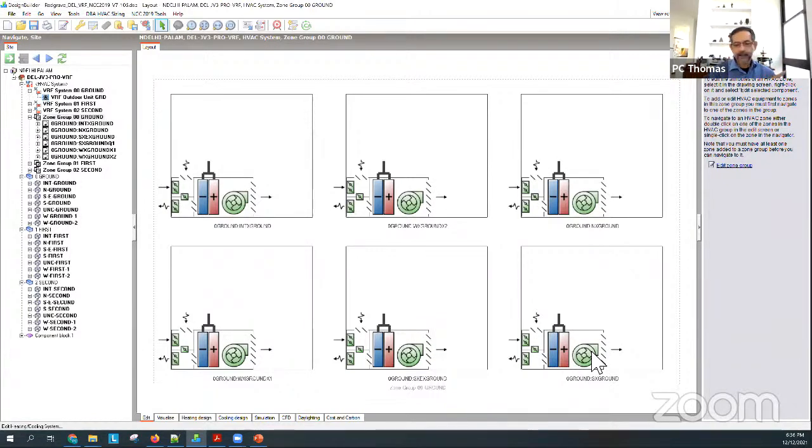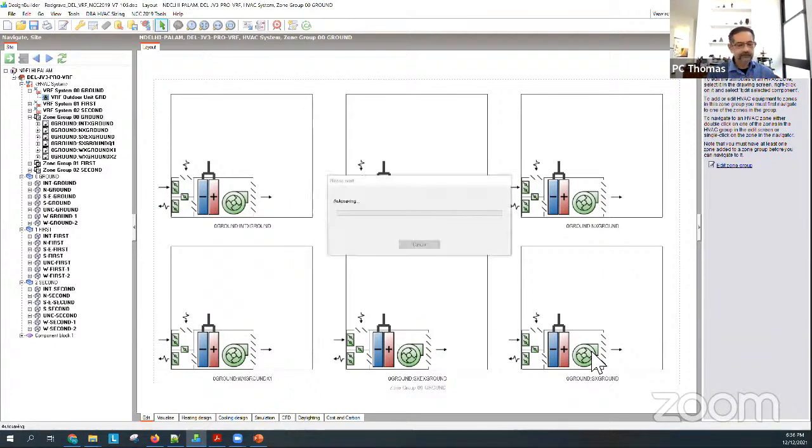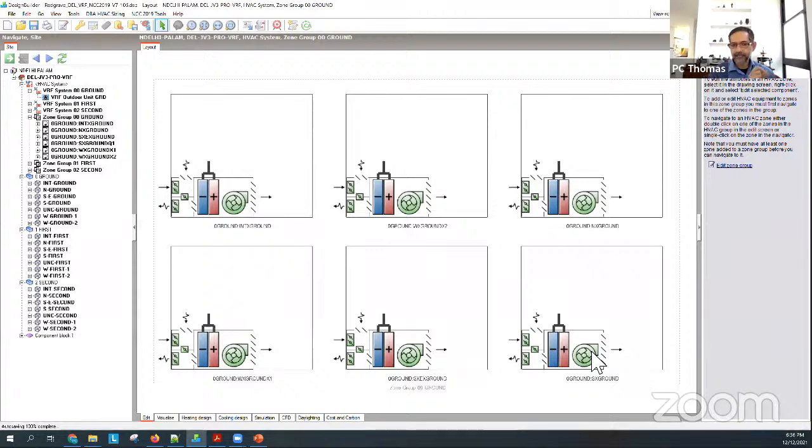Okay. It's very clever that way, right? You don't have to worry about it. As long as it's the same type of system and it's connected to one outdoor unit, it will do the sizing for you.